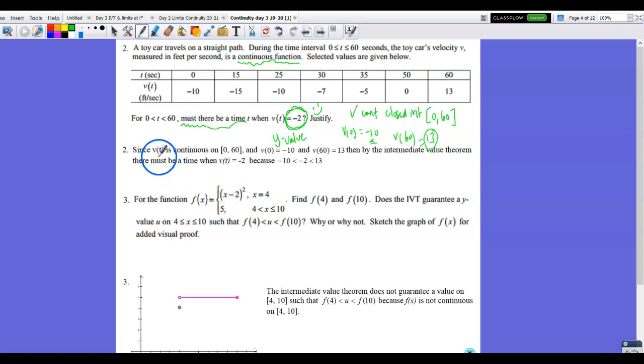So here's my write-up. Since v of t is continuous on the specific closed interval from 0 to 60, and this is how you're going to write this up, this is the expectation. Now I'm going to state my actual y values. v of 0 is -10, v of 60 is 13. Then, by the intermediate value theorem, and you do not have to quote the intermediate value theorem, so this part right here could be left off. If you're going to quote the wrong theorem name, leave it off. So there must be a time when the velocity is -2 because, and here's my justification, -2, the questionable y value, is in between the two endpoint y values.